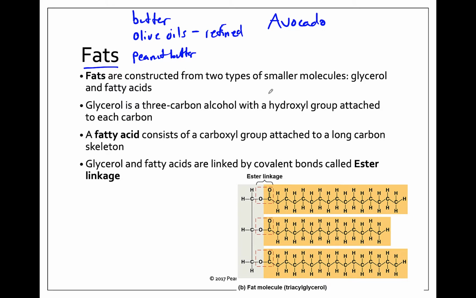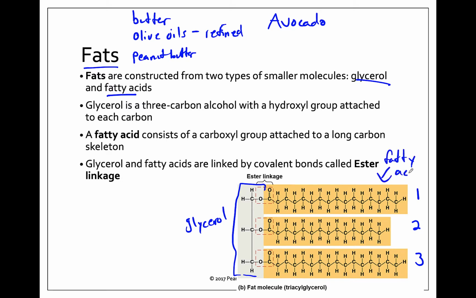So fat molecules are made up of 2 different types of molecules. Again, this is not repeated units to make a big polymer. Instead, what they're made up of is a glycerol and a fatty acid. You can see that down here. The gray box here is the glycerol. And then there is 1, 2, 3 fatty acid chains. So these are fatty acids.